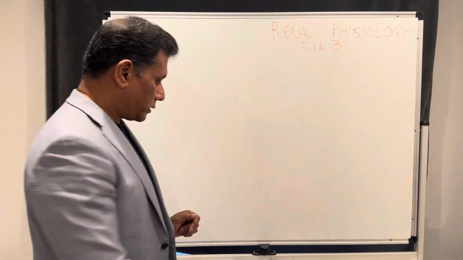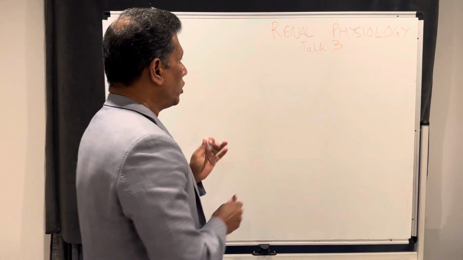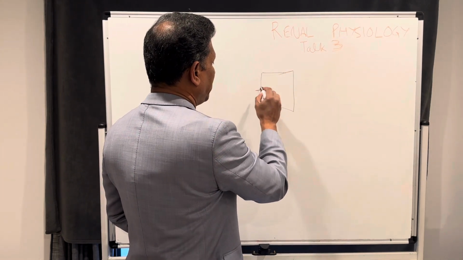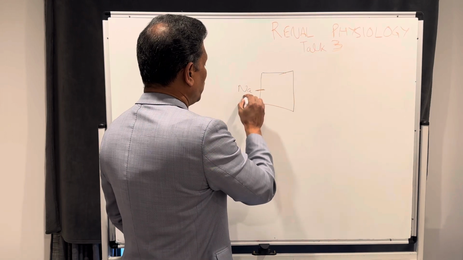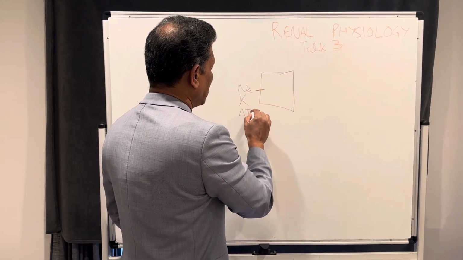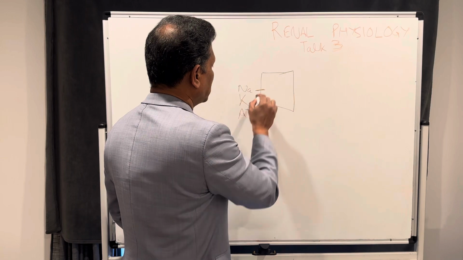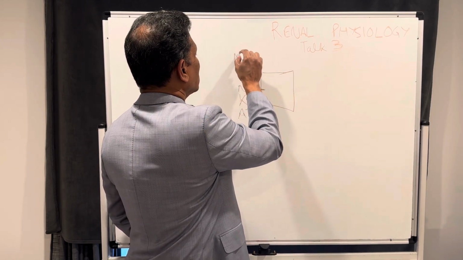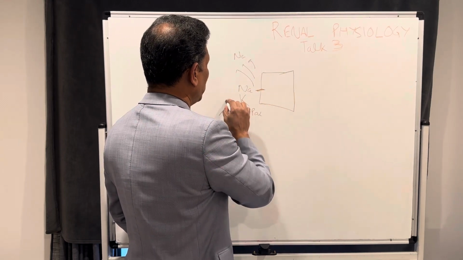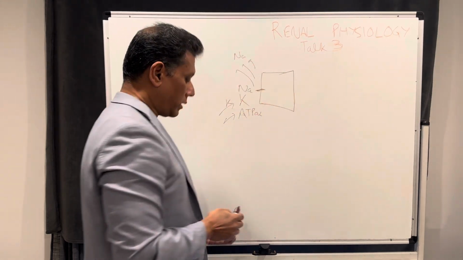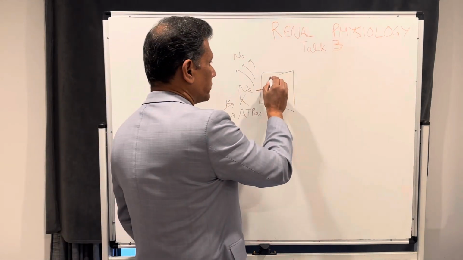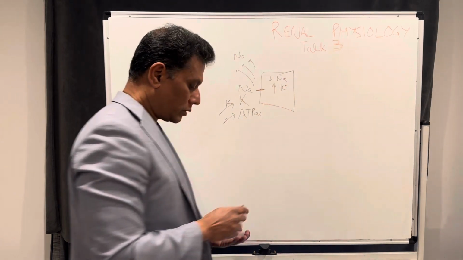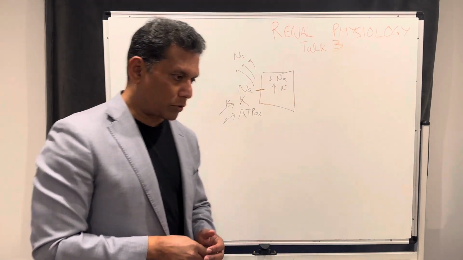So just to remind ourselves before we go anywhere, all cells in the body have sodium potassium ATPase on the basal side, which throws 3 sodium out and pulls 2 potassium in. So 3 sodium out, 2 potassium in, which means they are low in sodium, they're high in potassium, and they're negative because they lost 3 positive sodium and gain only 2 positive potassium.